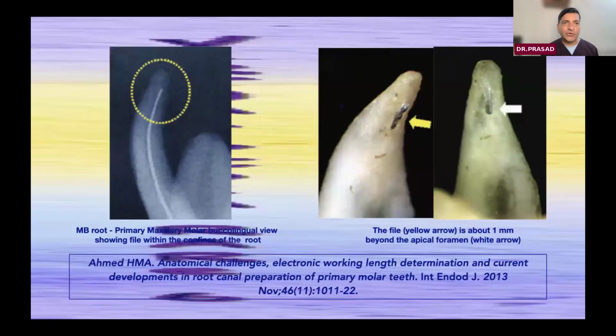Now, just to prove to you that radiographs can be misleading, here you can see on the left hand side in the two-dimensional radiograph, the file is within the confines of the canal. But in the clinical picture on the right hand side, the yellow arrow shows where the file is 1 to 2 millimeters beyond the apical foramen. So though it looks on the X-ray that it is within the confines, it is actually not. And the white arrow shows the actual apical foramen. So your working length should be 1 millimeter shorter than that. And that is why the radiographic length is not a good option.